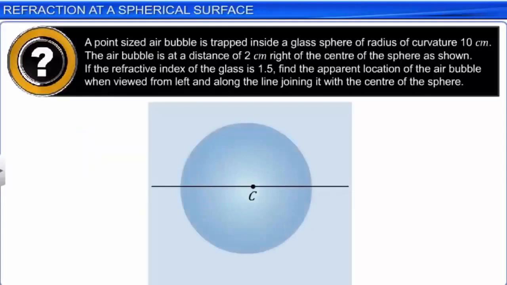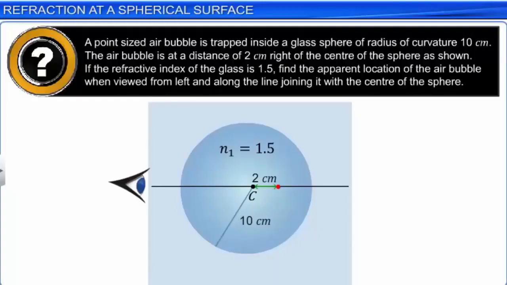Let us now look at a problem. A point-sized air bubble is trapped inside a glass sphere of radius of curvature 10 cm. The air bubble is at a distance of 2 cm right of the center of the sphere, as shown. If the refractive index of the glass is 1.5, find the apparent location of the air bubble when viewed from left and along the line joining it with the center of the sphere.